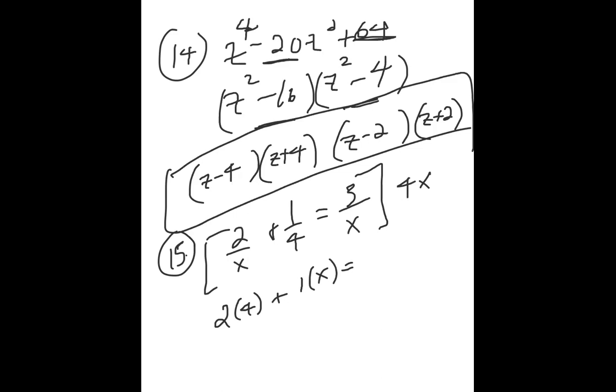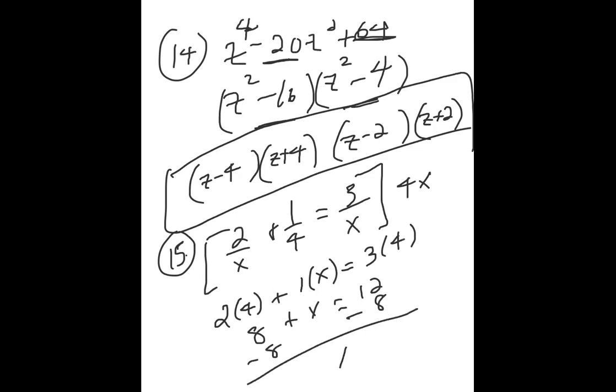But I really don't need to write 1 times x. I know that's x. For the last fraction, guys, if I take 3 over x and multiply it by 4x, the x's will cancel out, leaving you with 3 times 4. So I have 8 plus x is equal to 12. Subtract the 8 from both sides, so x is equal to 4. And that's it.